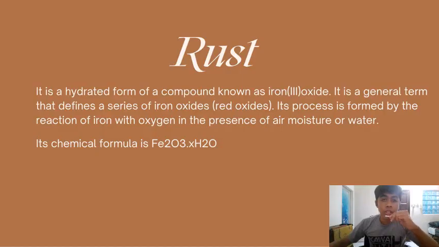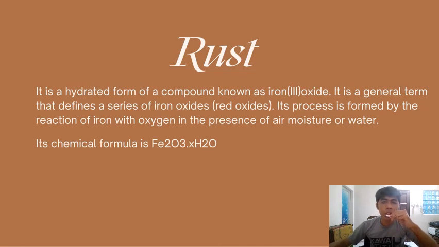Moving on, what is rust? Rust is a hydrated form of a compound known as iron trioxide. It is a general term that defines a series of iron oxides. Its process is formed by the reaction of iron with oxygen in the presence of air, moisture, or water. Now, getting into the chemistry part, its chemical formula is Fe2O3, ferric oxide, combined with xH2O.